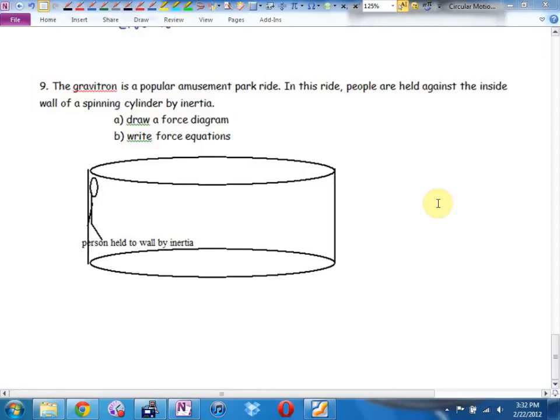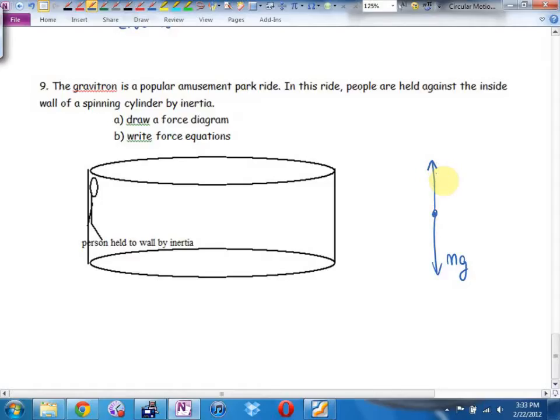It says, draw a force diagram and write force equations. What are the forces acting on this? Get the obvious ones. I'll draw the diagram right here. Are they standing in place? So can that be the only force? No. There has to be something here.